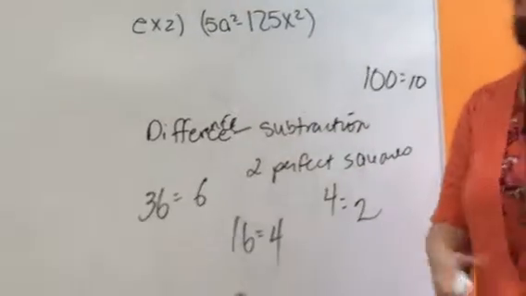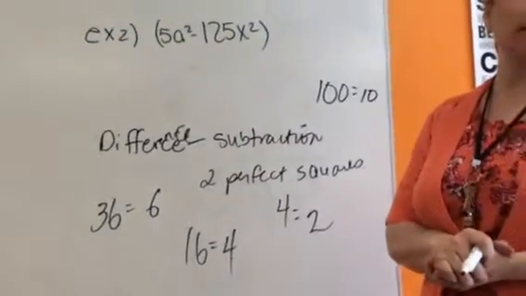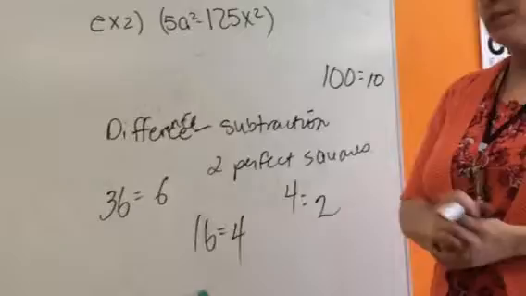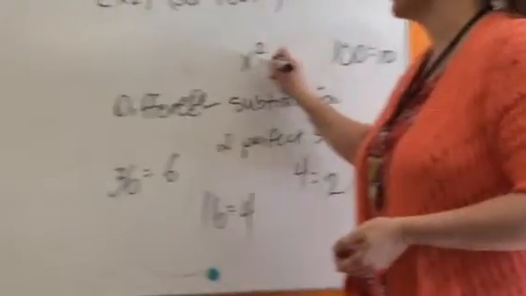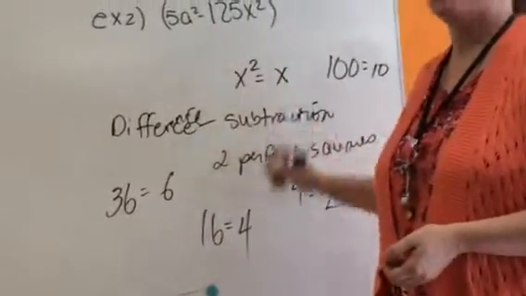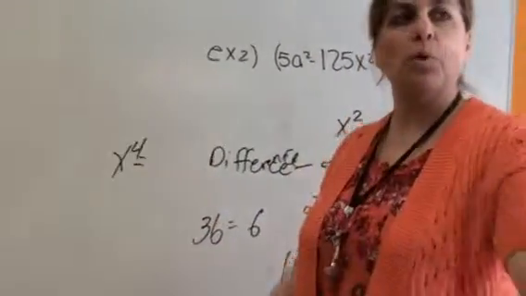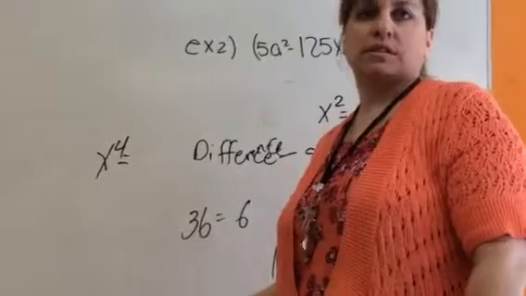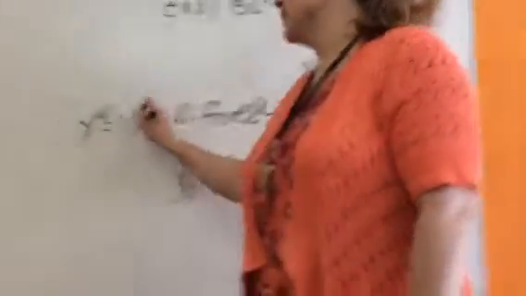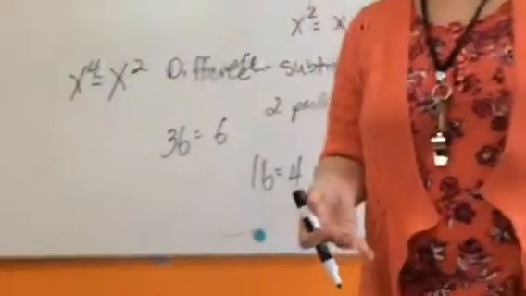How about variables? Are there variables that have perfect squares? X squared is a perfect square because you can take the square root of x squared and get x. X to the 4th is a perfect square because you can take the square root of x to the 4th and get x to the second power, x squared. Okay. Do you understand what a perfect square is?